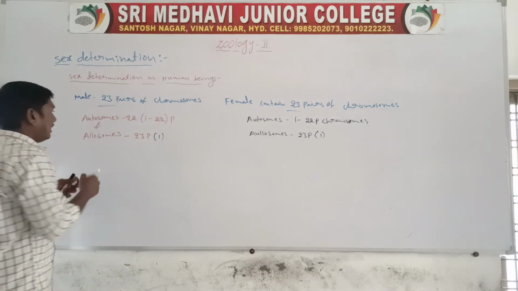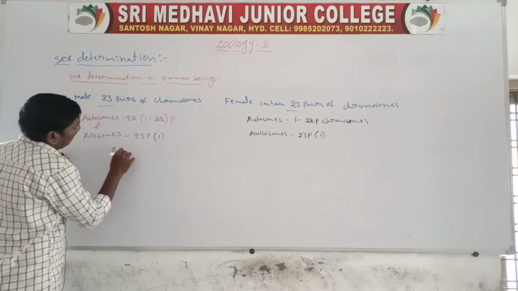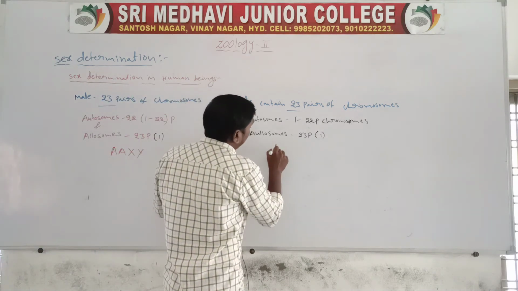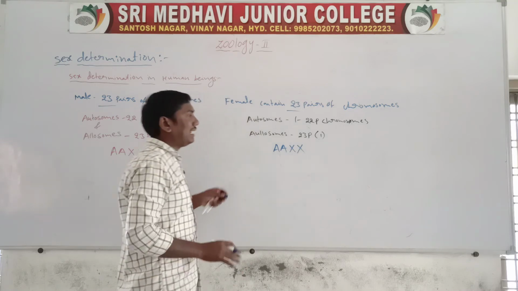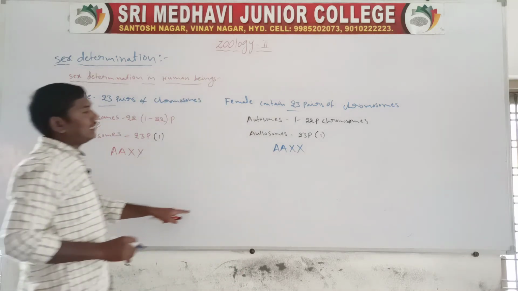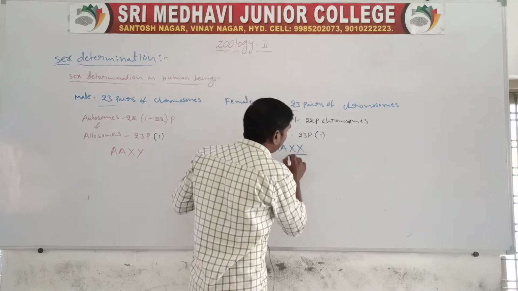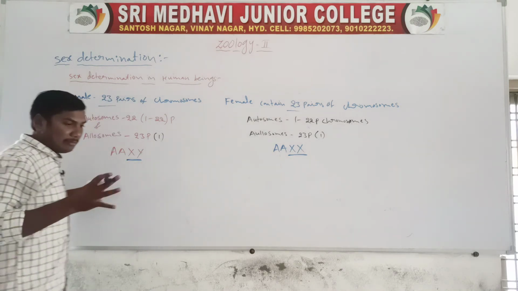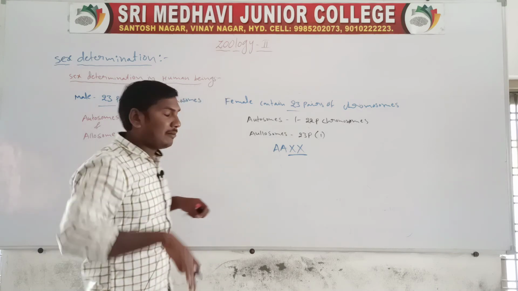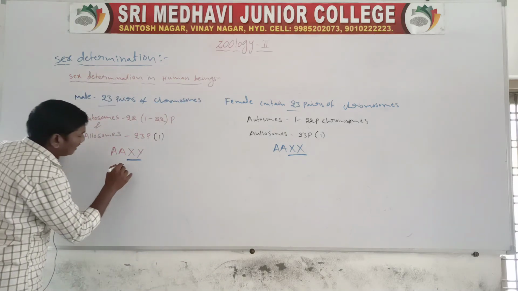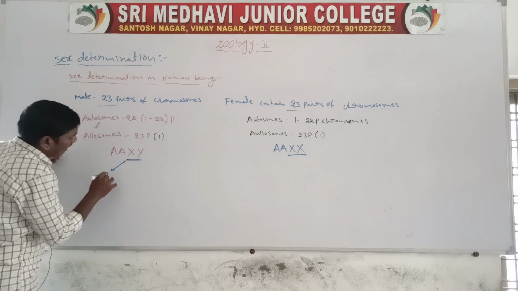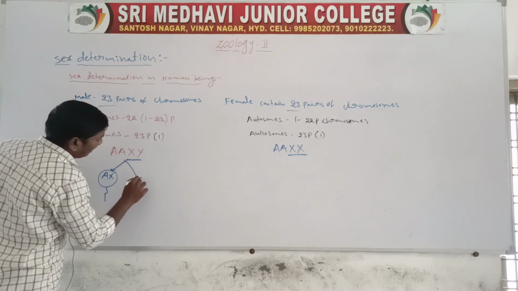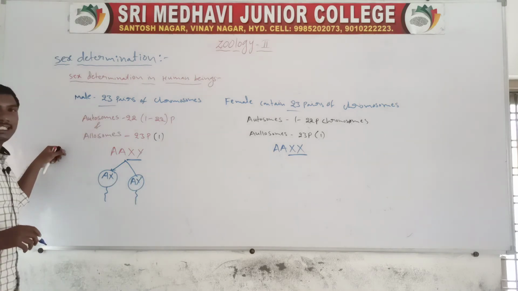Next, genetically, male individuals are AAXY type, but females are AAXX. In females the two chromosomes are the same, XX, but males are XY. So the males release 50% X type sperms, and the other 50% are Y type sperms.